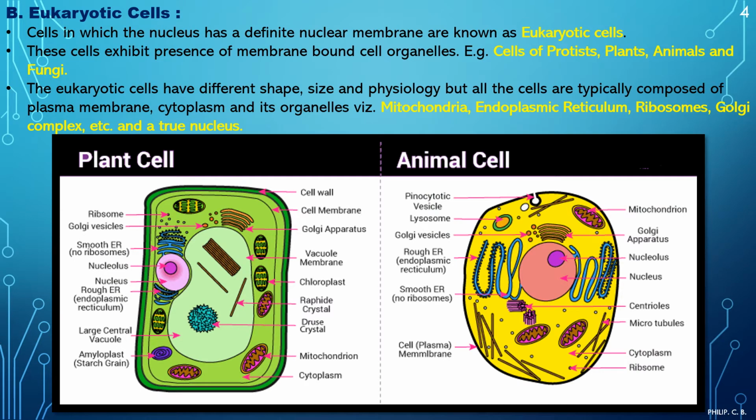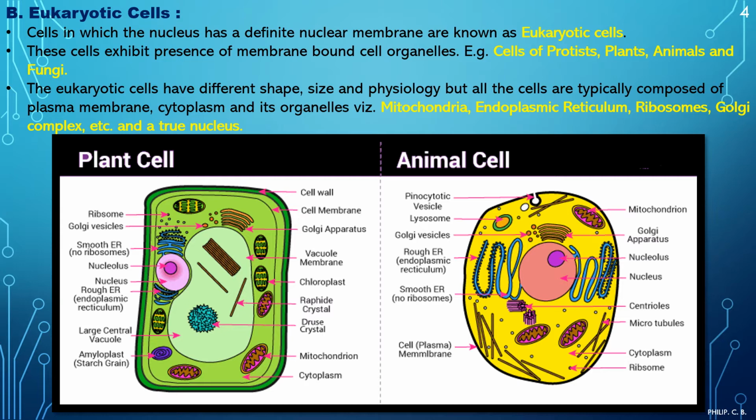Further, now we learn the detailed part of the eukaryotic cell. Cells in which the nucleus has a definite nuclear membrane are known as eukaryotic cells. These cells exhibit the presence of membrane-bound cell organelles. Examples are cells of protists, plants, animals and fungi. The eukaryotic cells have different shape, size and physiology, but all the cells are typically composed of plasma membrane, cytoplasm and its organelles, mitochondria, endoplasmic reticulum, ribosomes, Golgi complex, etc. and a true nucleus with all the parts.